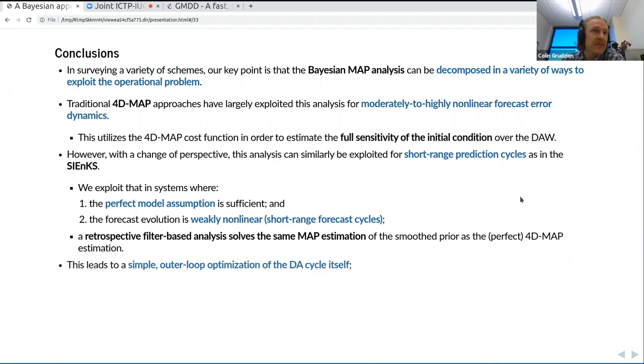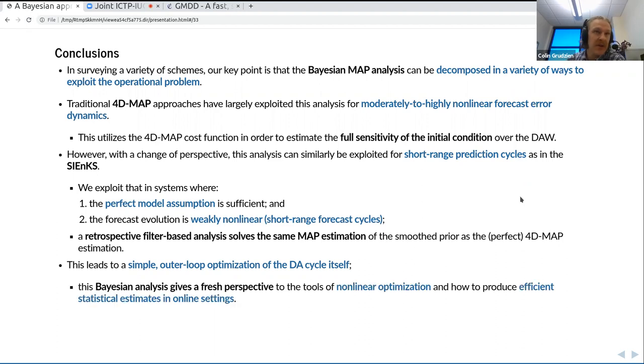So this leads to our simple outer loop optimization of the DA cycle itself. And this Bayesian analysis in particular, I guess why I like this is it gives a very fresh perspective to the tools of nonlinear optimization and how to produce efficient statistical estimates in online settings.